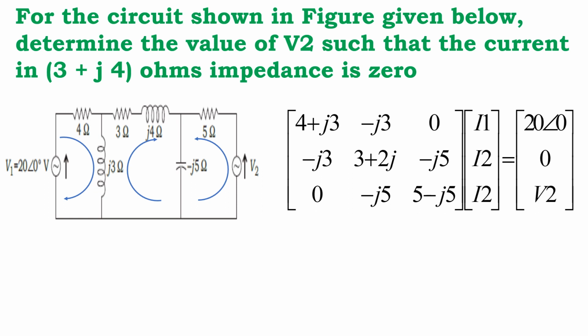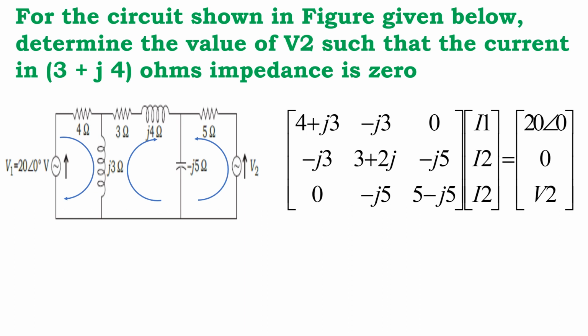The matrix we already discussed earlier. This is a 3 cross 3 matrix because we have 3 loops. So construct the matrix accordingly. The first loop is 4 plus J3. Then common between first and second loop is minus J3. Common between first and third loop is 0. Similarly, in the second row, common between second and first is minus J3. Then the sum of the elements in the second loop is 3 plus J4 plus J3 minus J5. If you sum all this, we get 3 plus J2.